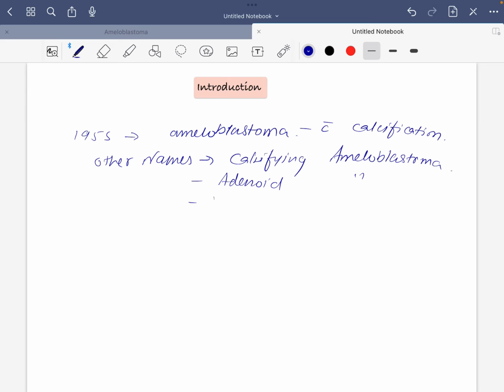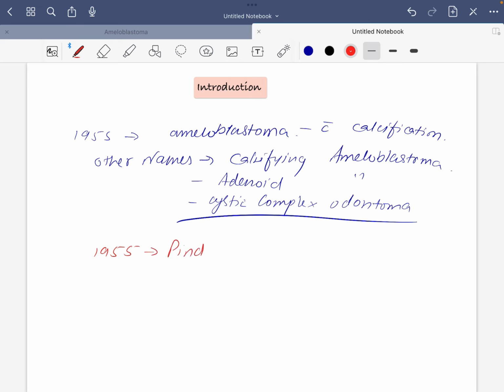or adenoid ameloblastoma or cystic complex odontoma because of its very peculiar calcification features. But in 1955, it was Pindborg who termed it as a separate tumor, who actually termed it as calcifying epithelial odontogenic tumor. That's why it is also known as Pindborg tumor.